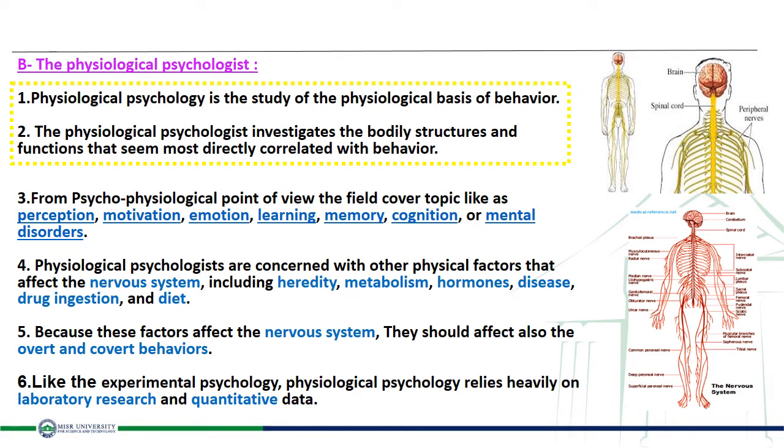Now, the fourth point is about the physical factors that may affect our behaviors. You should know that any factors that could affect the nervous system will in turn affect overt and covert behavior. For example, metabolism, hormones, disease, drug ingestion, diet, heredity, all these factors are expected to affect the nervous system, and in turn, will affect overt and covert behavior.